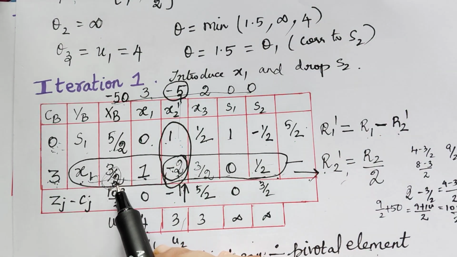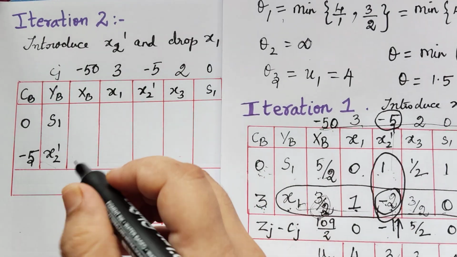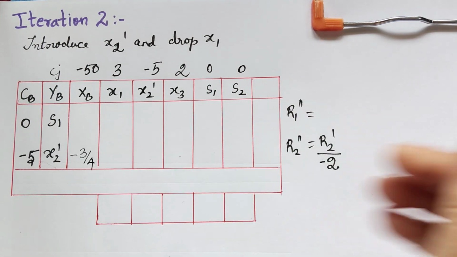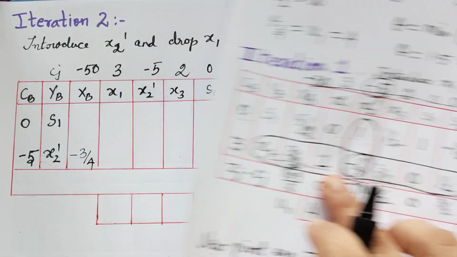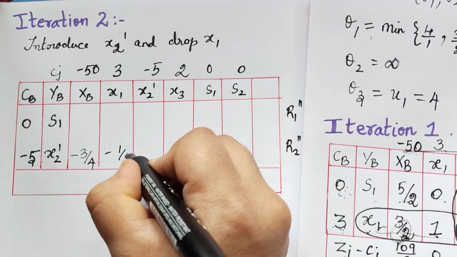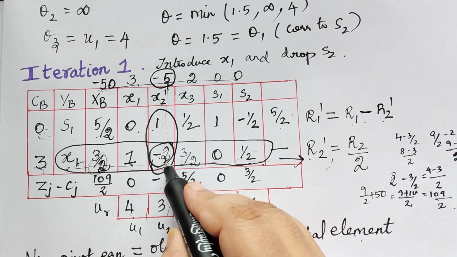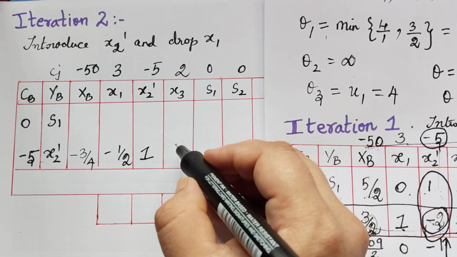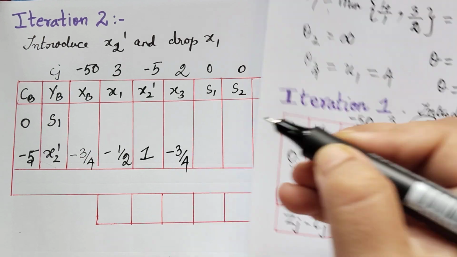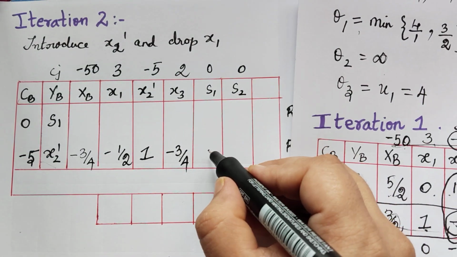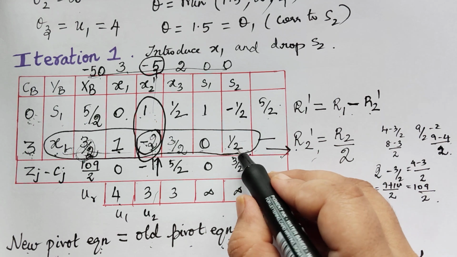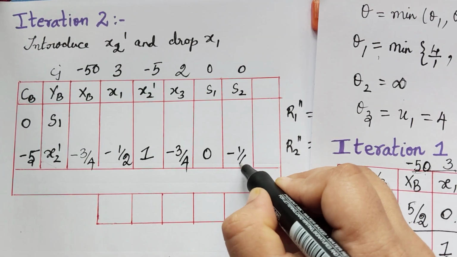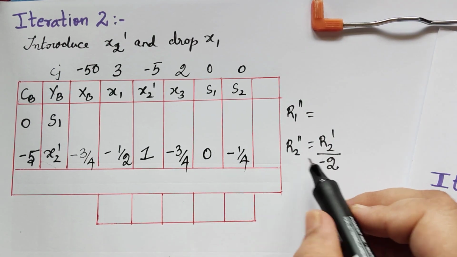So 3 by 2 already we have, divided by minus 2 will give us minus 3 by 4. So that we will write here, minus 3 by 4. And here we have 1 divided by minus 2 will give us minus 1 by 2. And here minus 2 divided by minus 2 will give us 1. And then here 3 by 2 divided by minus 2 will give us minus 3 by 4. And 0 divided by minus 2 is 0. 1 by 2 divided by minus 2 is minus 1 by 4. So this is what we obtain as the new pivotal equation.